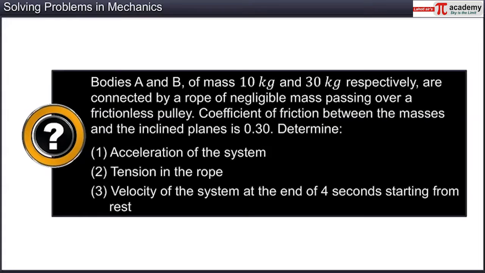Determine: the acceleration of the system; the tension in the rope; and the velocity of the system at the end of 4 seconds starting from rest.